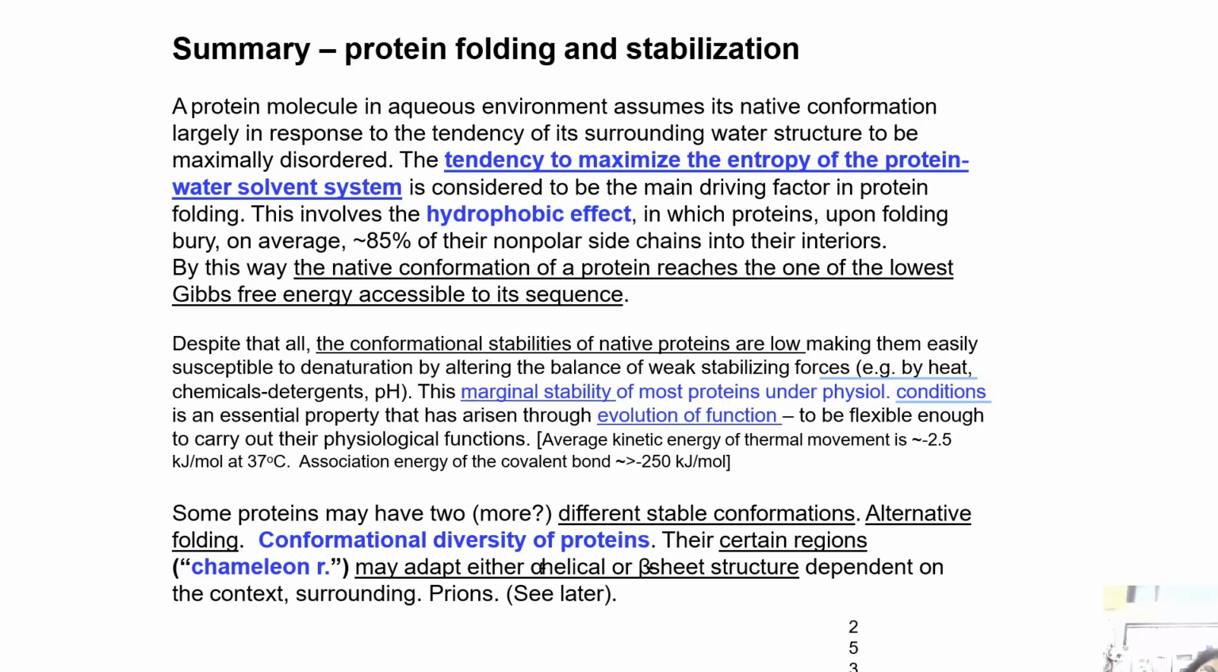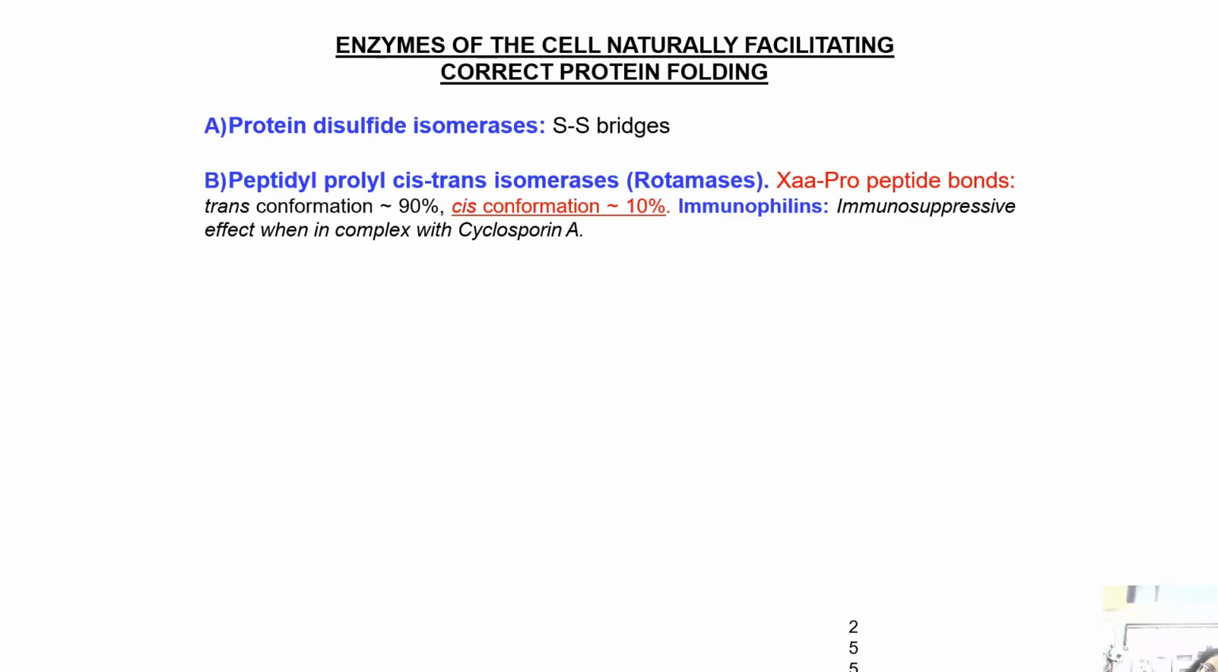Some proteins may have two or more different stable conformations: alternative folding, conformational diversity of proteins. There are certain regions that may adopt either helical or beta sheet structure depending on the surrounding context. So folding to a conformation seems to be the main selective expression against misfolding.